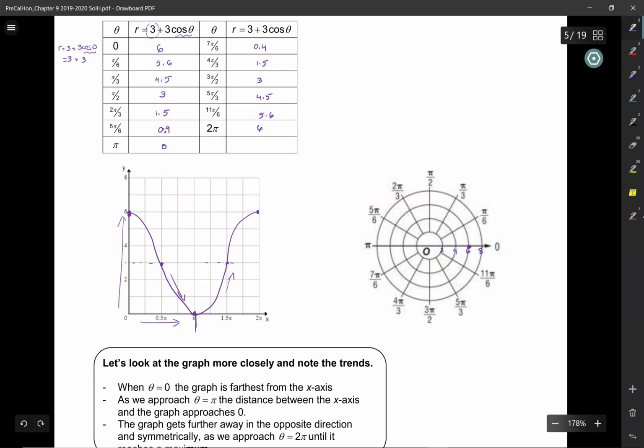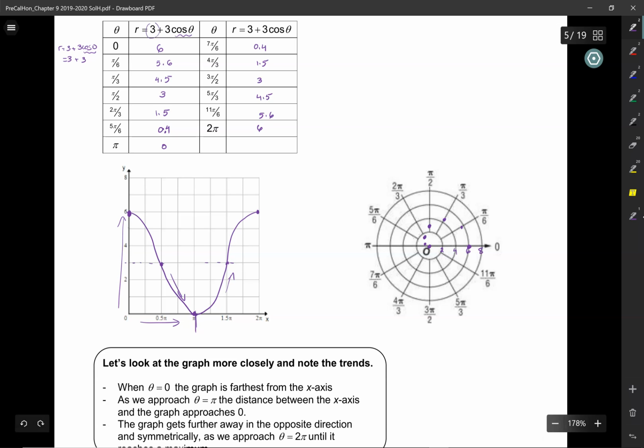All right, so when theta is pi over 6, I'm in the chart now. I'm at 5.6 right here. Pi over 3, I'm at 4.5. Pi over 2, I'm at 3. 2 pi over 3, 1.5, so now we're on the inside here. 5 pi over 6, we're at 0.4, super close to the 0. And then at pi, 0.